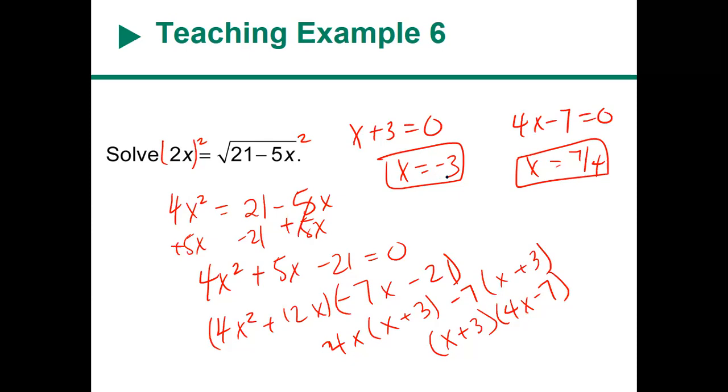So I want to know, is negative 3 going to give me a true statement? So if I have 2 times negative 3 equals the square root of 21 minus 5 times negative 3, that gives me negative 6 equals the square root of 21 plus 15, which is 36. And so the square root of 36, it is 6, but it will not be on the graph. So this is a non-true statement. So this is an extraneous solution, not a real solution.